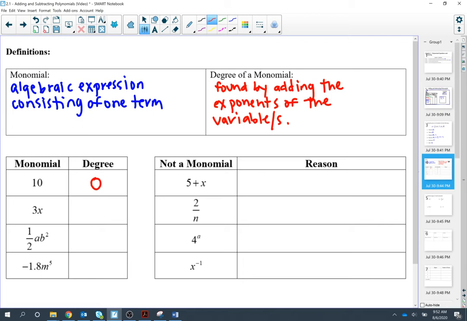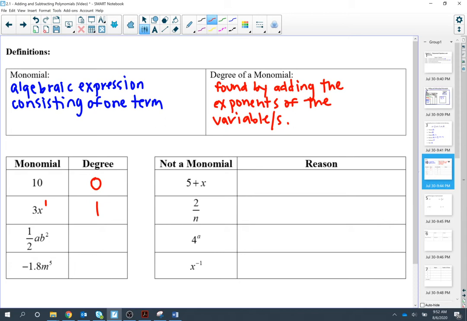Now, 3x. Okay, well, there's only one variable there, and the variable is x. So what is the degree or the exponent on that x? And the answer is 1. Okay, that's 3x to the first power. Anything raised to the first power is just going to be itself, so the degree would be 1.